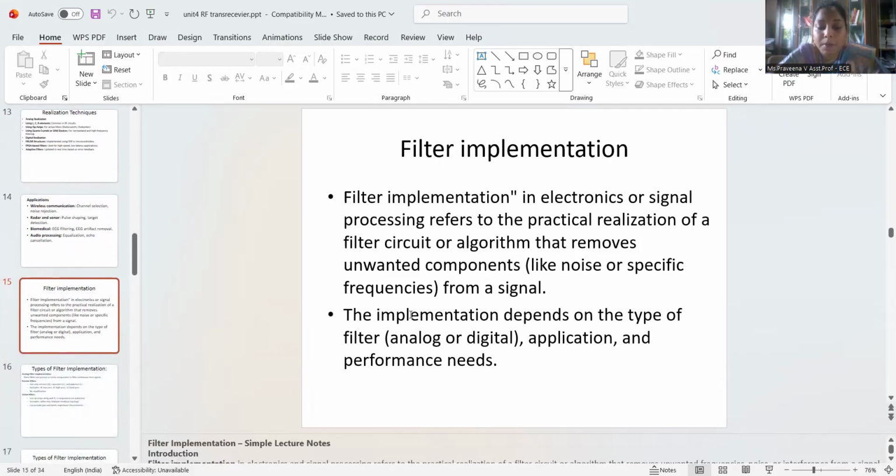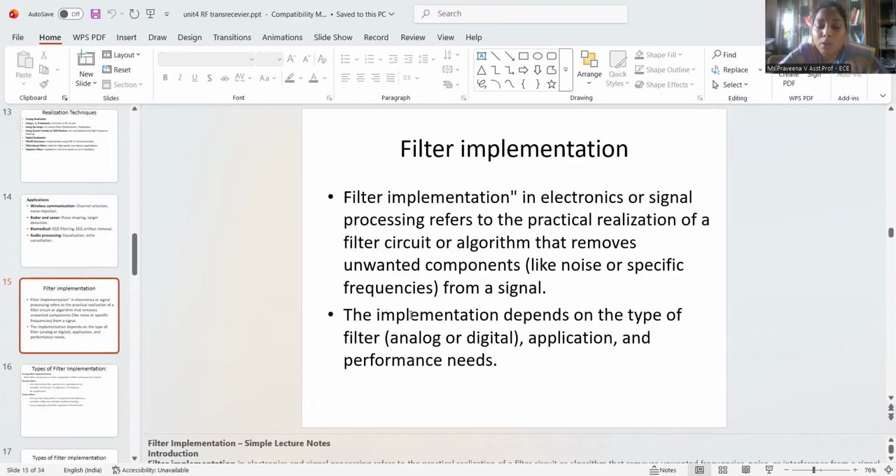And next is filter implementation. I have already told you that filter implementation uses analog or digital types of filters. In analog filters, we use RLC or op-amps in order to filter out unwanted signals. For digital filter implementation, we use a DSP processor, microcontroller, or FPGA. What are the types? We have already seen that, right? Here, FIR and IIR. FIR is finite impulse response, IIR is infinite impulse response.